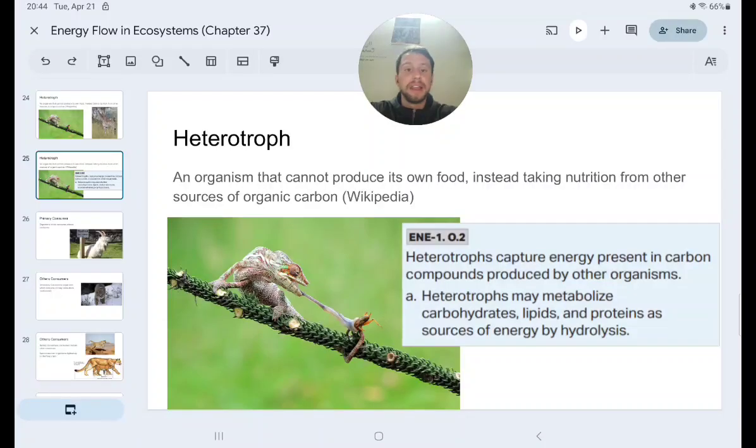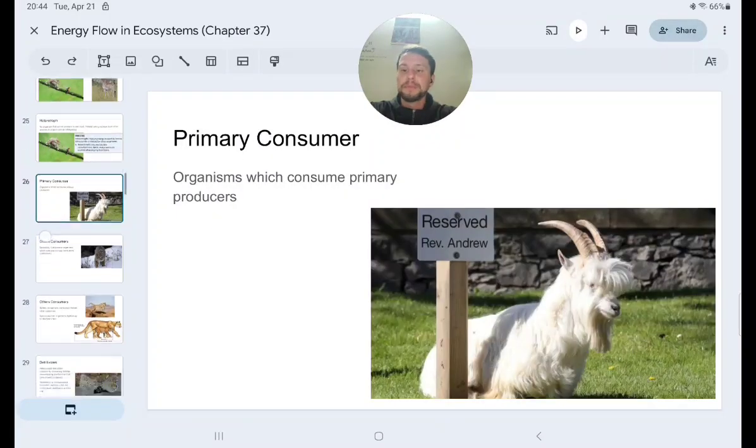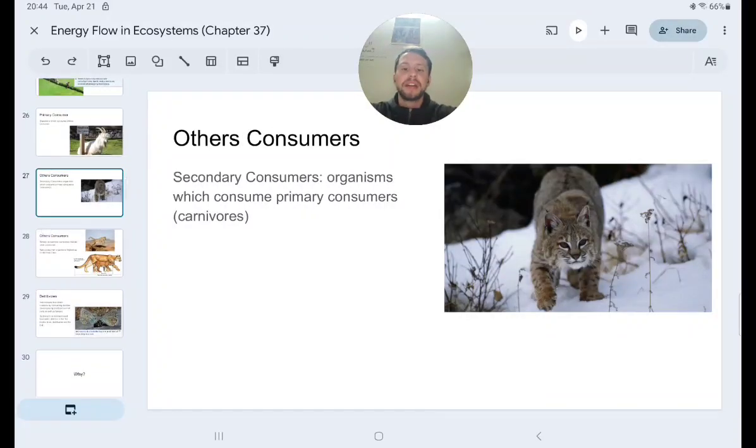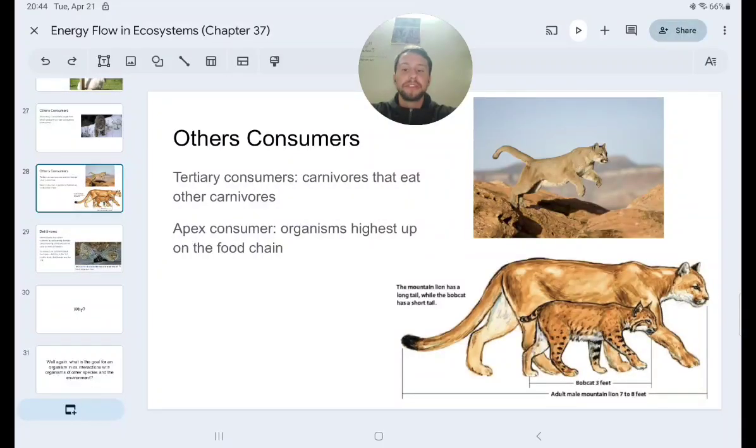Again, this should not be that foreign to you. We have primary consumers, organisms which consume primary producers. We have secondary consumers, which consume primary consumers. And then there's tertiary consumers and apex. Apex, depending on the specific food web we're looking at, could be tertiary consumers, quaternary consumers, secondary consumers, something like that. Probably not higher than that because there's only so much energy that can make it all the way up.